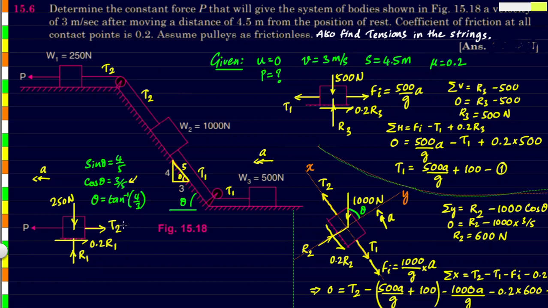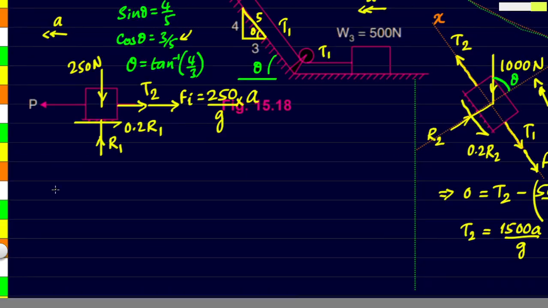Now to bring it into equilibrium, we'll have to apply one more force, that is force of inertia. It will be acting opposite to the acceleration. So on the right side, it's equal to Fi, and its value will be the mass, 250 by g, into the acceleration. Once again, we'll have to apply the equations of equilibrium on this. Let us start with sigma V, all the vertical components. R1 is acting upwards, 250 is acting downwards, total has to be 0. So that gives us the value of R1 as 250.